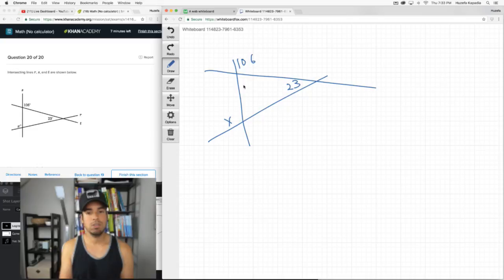So we got 106 here. I know that these two angles are supplementary. They have to add to 180. What plus 106 is 180? It is 74. Well, look at that. And now, what else can I figure out?